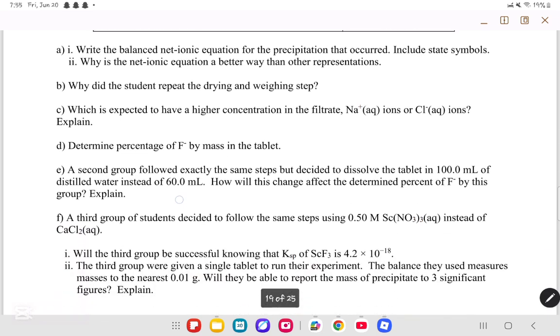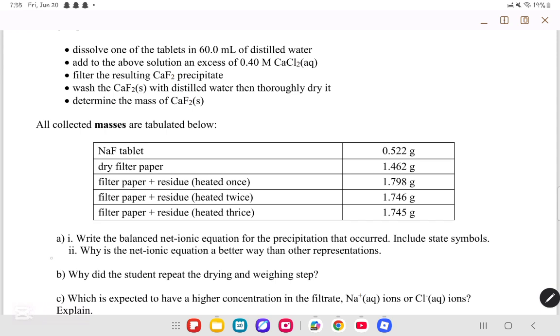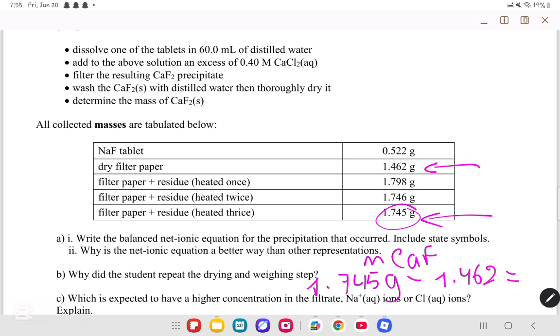Part D, determine the percentage of F- by mass in the tablet. Okay, so what is the mass of CaF2? It's gonna be the very last mass recorded, which in this case is 1.745 grams, subtracted from the mass of the dry filter paper, so 1.462. That's gonna be 1.745 minus 1.462. That's gonna give us an answer of 0.283.